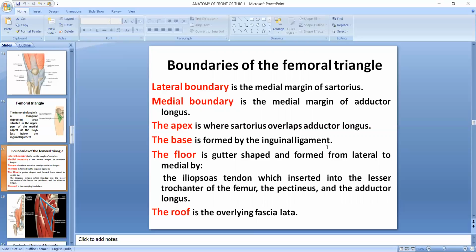The floor is gutter shaped and formed from lateral to medial by the iliopsoas tendon, which is inserted into the lesser trochanter of the femur, the pectineus, and the adductor longus. Roof is overlying fascia lata.